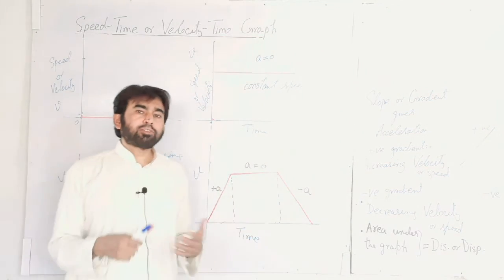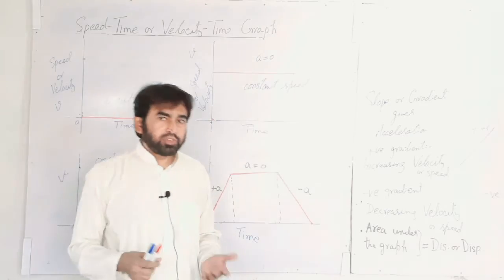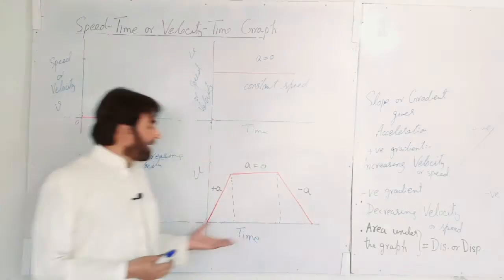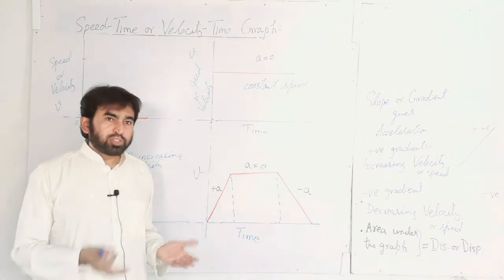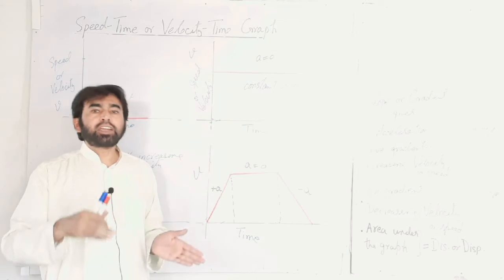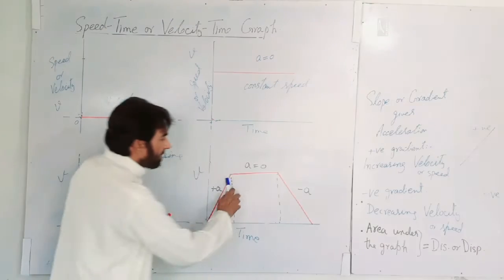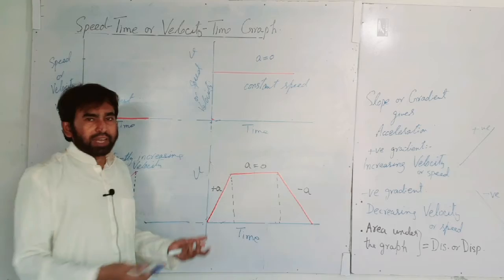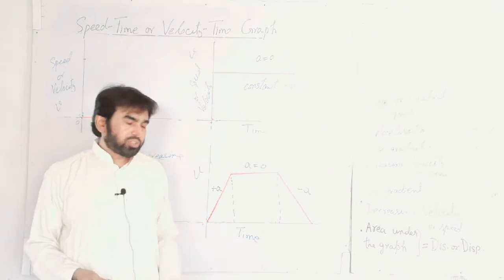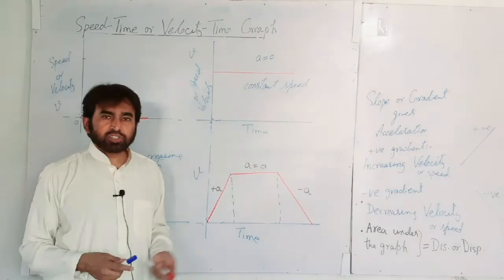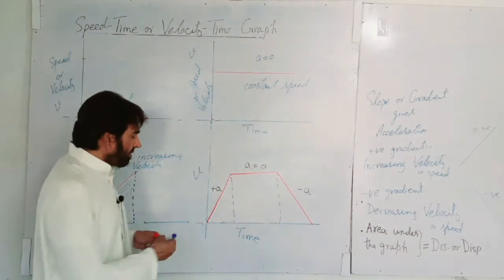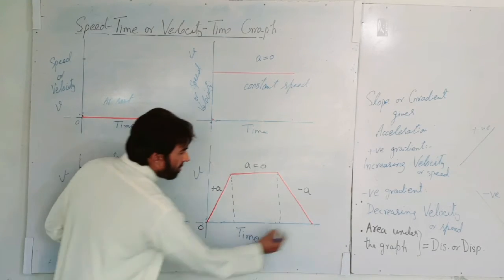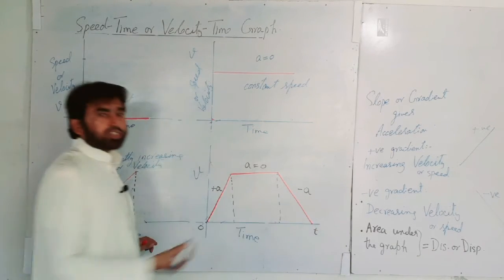So if you are finding out the area of trapezium in one go by applying the formula of area of trapezium, half into sum of parallel sides into height, these are the parallel sides and this is the height. So by applying the formula of the area of trapezium, you can find out the distance moved during this time interval starting from 0 till this time, whatever this time is.